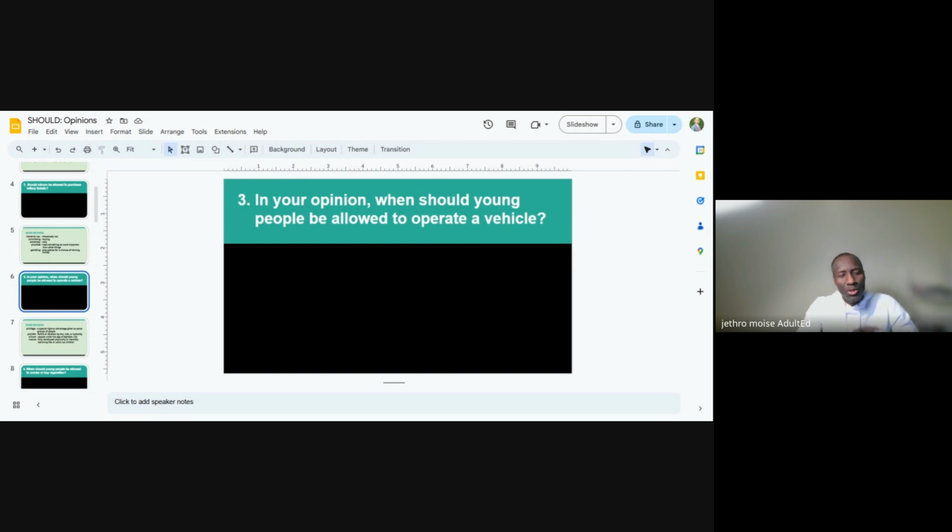This is the question. So, in my opinion, it's not just about age. Legally, it ranges from 16 to 18, depending, of course, on where you live. But more importantly, it's about maturity and responsibility. Driving requires quick decision making, emotional control, and a good understanding of road rules, which are taught through driver's education, and also physical readiness is crucial. You need to be able to handle a car safely.